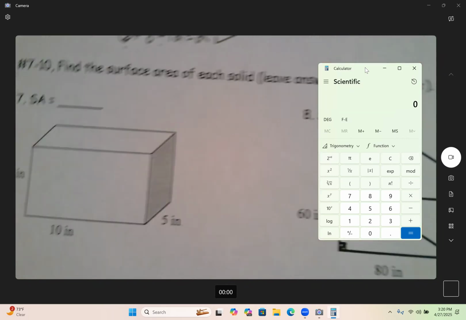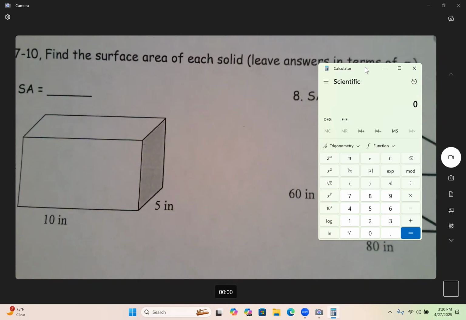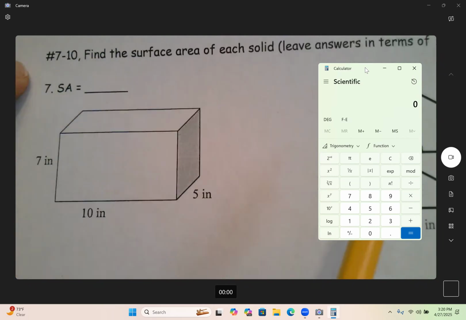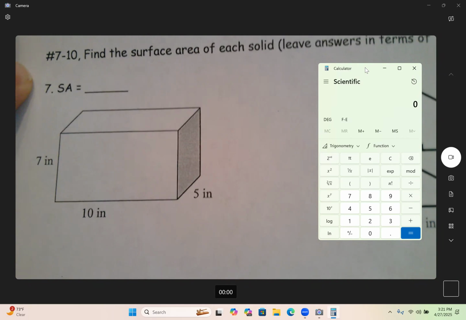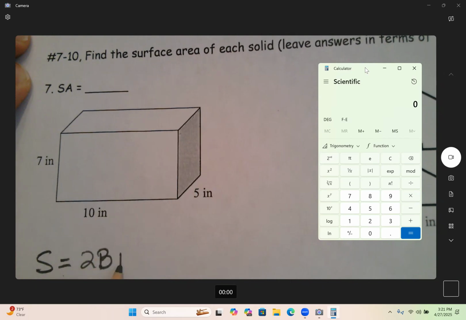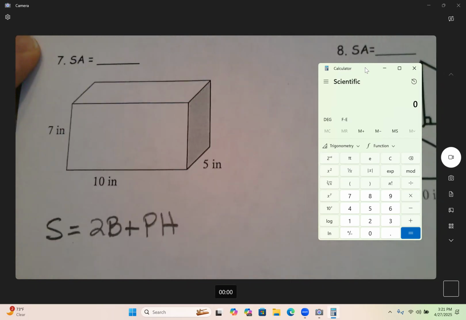All right, let's take a look at now some surface area questions. Number 7. Okay, on number 7, we are asked to find the surface area. Remember, we do have a reference sheet. So the surface area of this figure, there are 2 bases plus perimeter times height. 2 base areas plus perimeter times height.